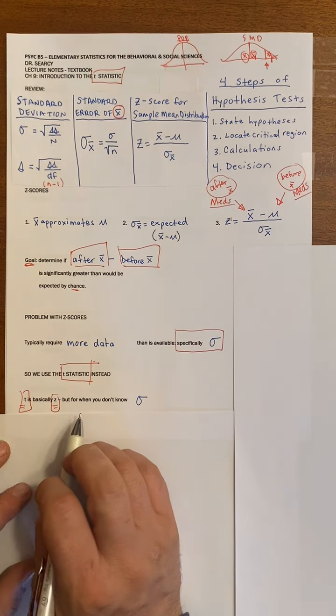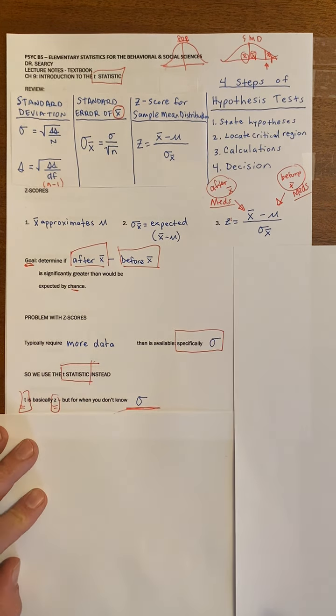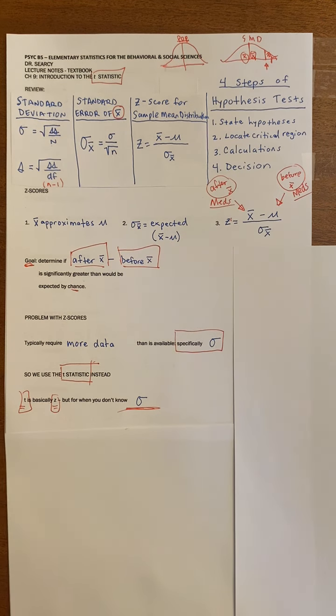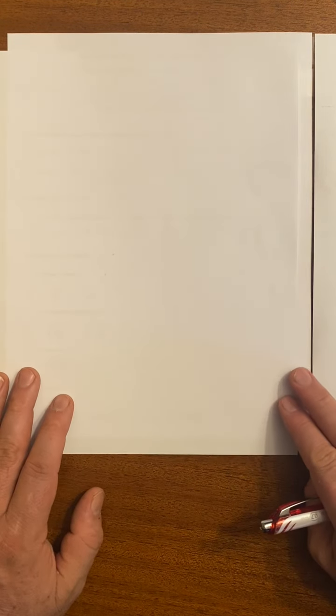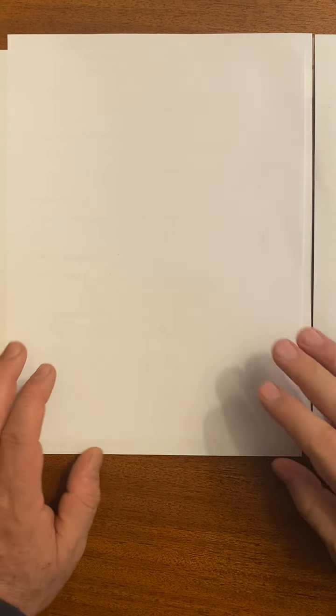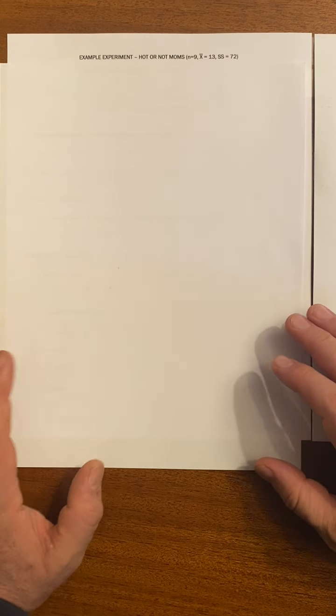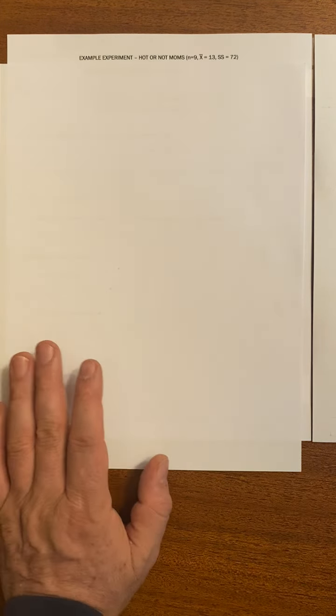Why are we going to do this? We're going to do it because we often don't know what the population standard deviation is. Okay, so to help us understand how this process works, I'm going to go ahead and run us through an example problem. That example problem is actually featured inside the textbook. It's kind of an interesting study that is talked about in this chapter of the textbook, in case you want to look it up. But what's happening in this study is, I guess I'll explain it by referring to it as the hot or not moms study.